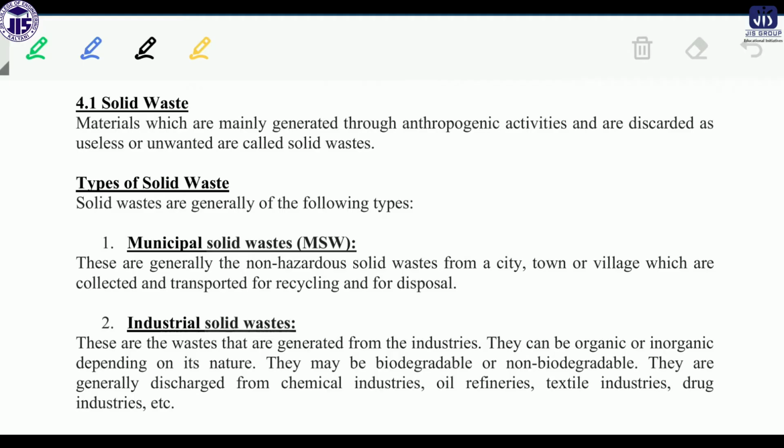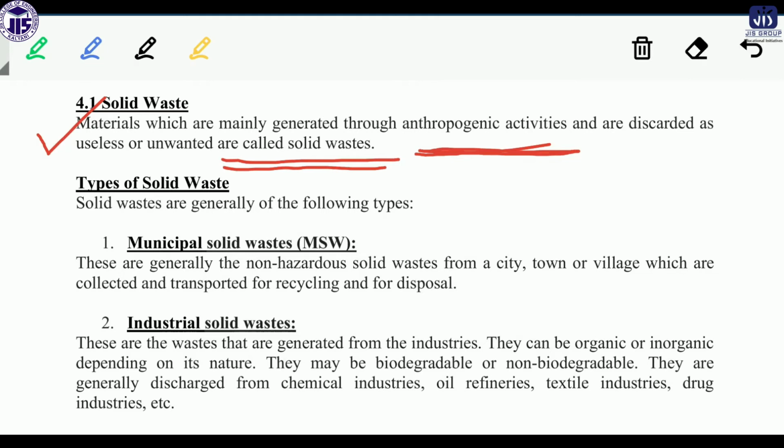Now, literally we can define solid waste as the materials which are mainly generated through different kinds of anthropogenic activities and discarded as useless or unwanted are called solid waste. This is the definition for your exam purpose. This is the literal definition: what is produced due to different kinds of anthropogenic activities are called solid waste.